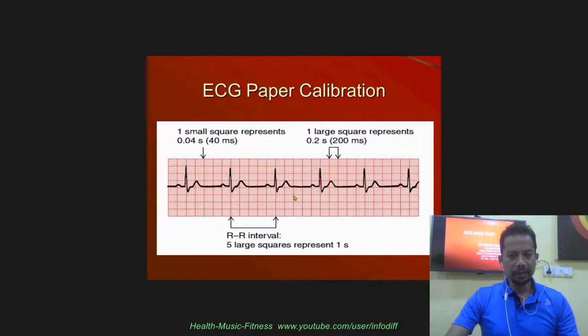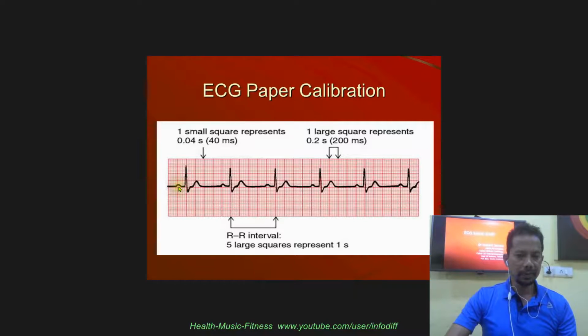When the atrium contracts, it forms a P wave on the ECG. This is the P wave. It is the first wave, a positive wave. Then there is a QRS interval, and that is formed when the impulse reaches the ventricles and the ventricles contract.